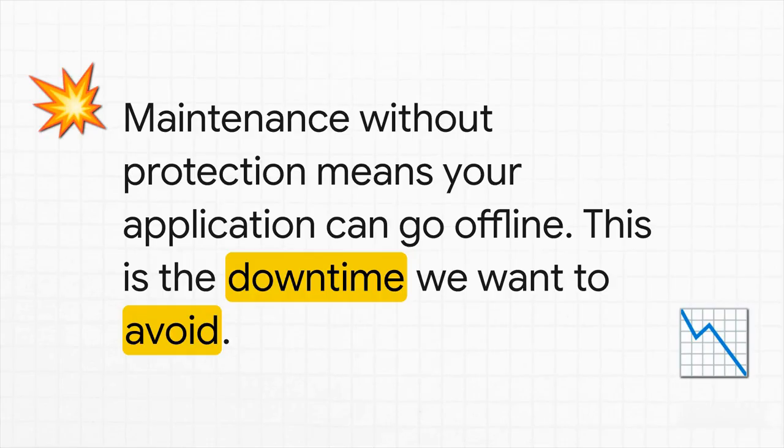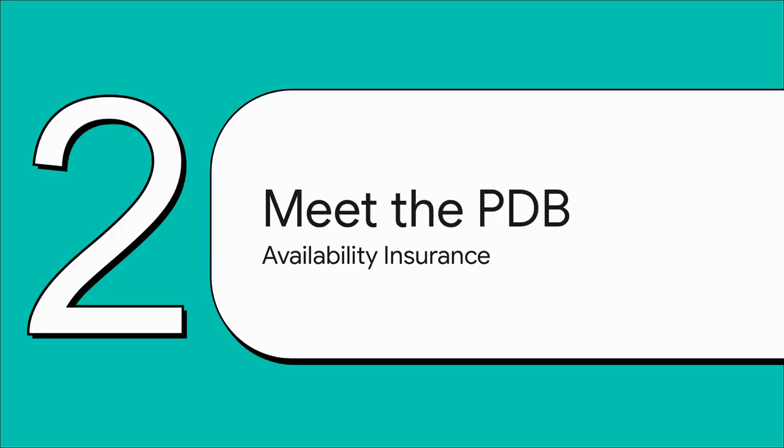Because this is the alternative, isn't it? The dreaded 503 service unavailable. And let's be real, this isn't just a technical error. This is a frustrated customer, lost revenue, a hit to your reputation, and a frantic page to the on-call engineer in the middle of the night. This is what happens when maintenance goes wrong. But it doesn't have to be that way.